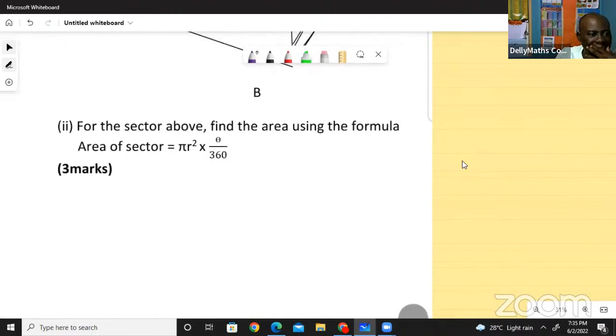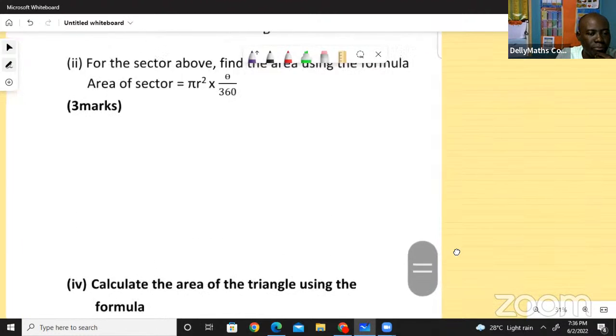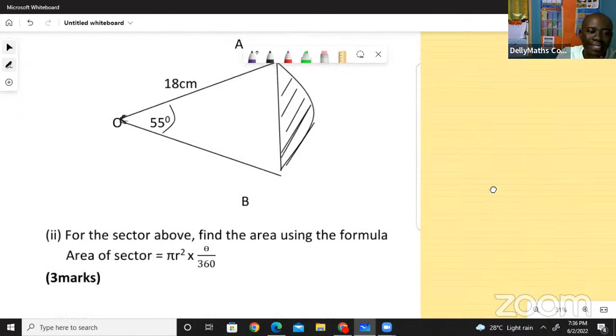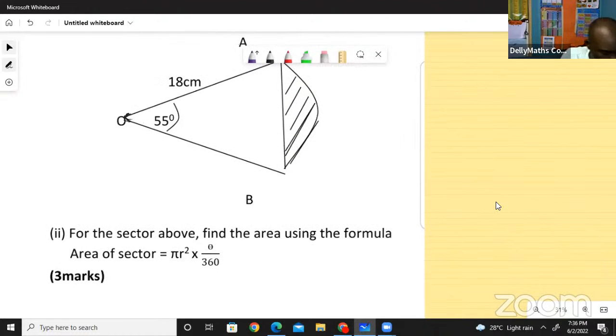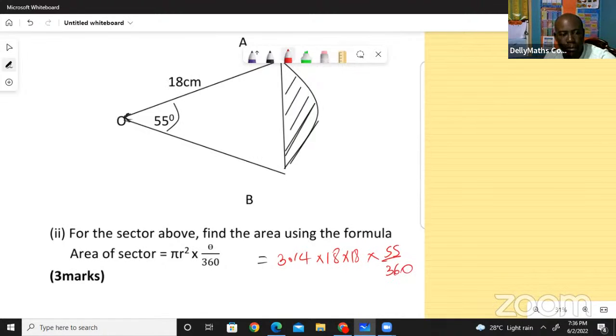The first one is the area of the sector. This is similar to what we did before. So they said find the area of the sector. The area of the sector is going to be pi, 3.14 this time, times r squared, 18 times 18. And you multiply that by 55 over 360. So basically, you're setting up the formula again.